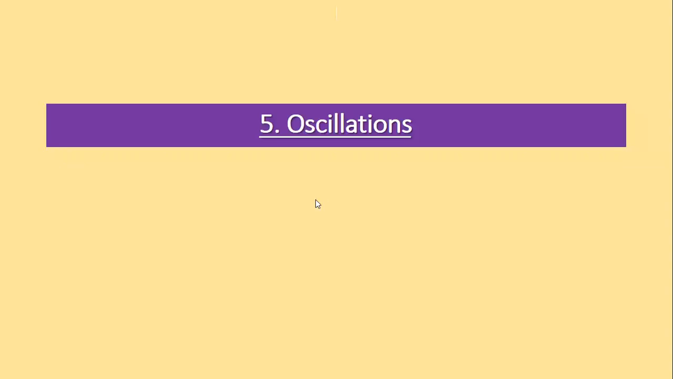Dear student, in today's lecture we start chapter number 5, Oscillations. Now what is oscillatory motion? In previous standard, you already learned different types of motion. Oscillatory motion means to and fro motion.